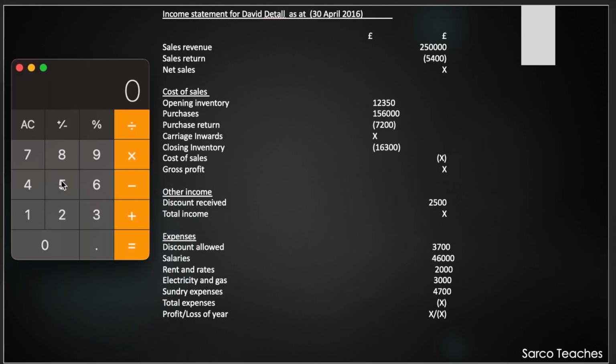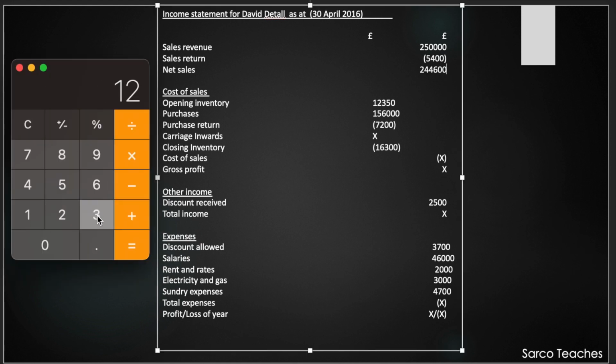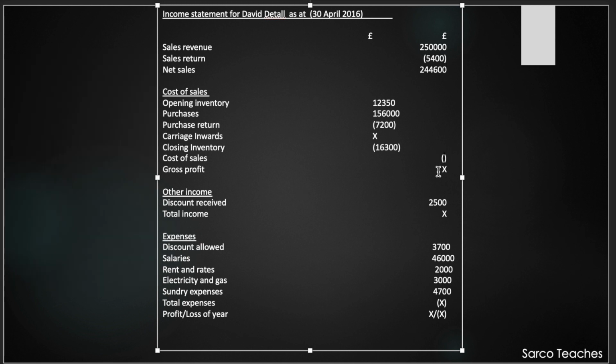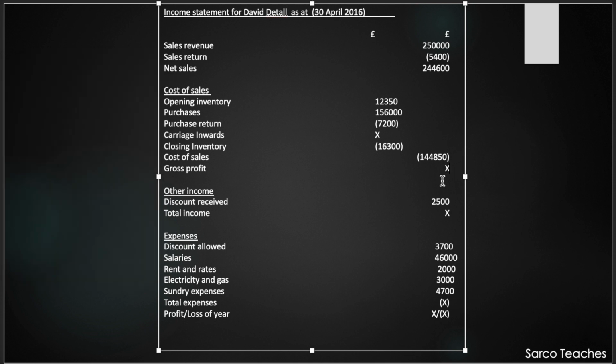Our first calculation is net sales. It's sales revenue minus sales returns. Second on the list is cost of sales. It's opening inventory plus purchases minus purchase returns minus closing inventory. Next, we have gross profit. Gross profit is net sales minus cost of sales.